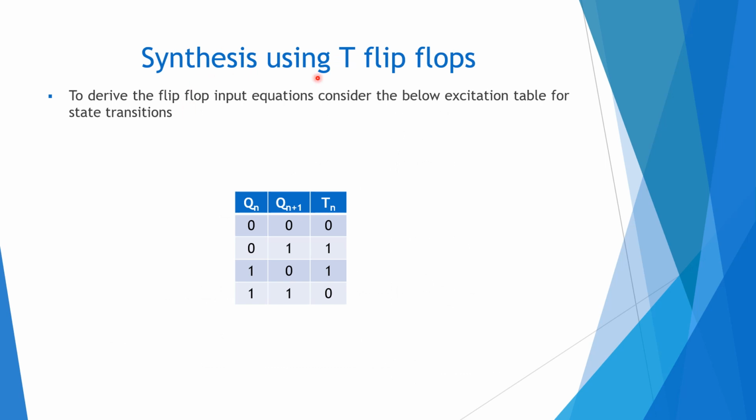So next is synthesis using T flip-flops, and this is the excitation table, like for JK and D. This is the state transition. For 0 to 0, it is a non-complementing state transition, so Tn will be 0. 0 to 1 is complementing, so Tn equals 1. 1 to 0 again is complementing, so it is 1. 1 to 1 there is no change, so it is 0.